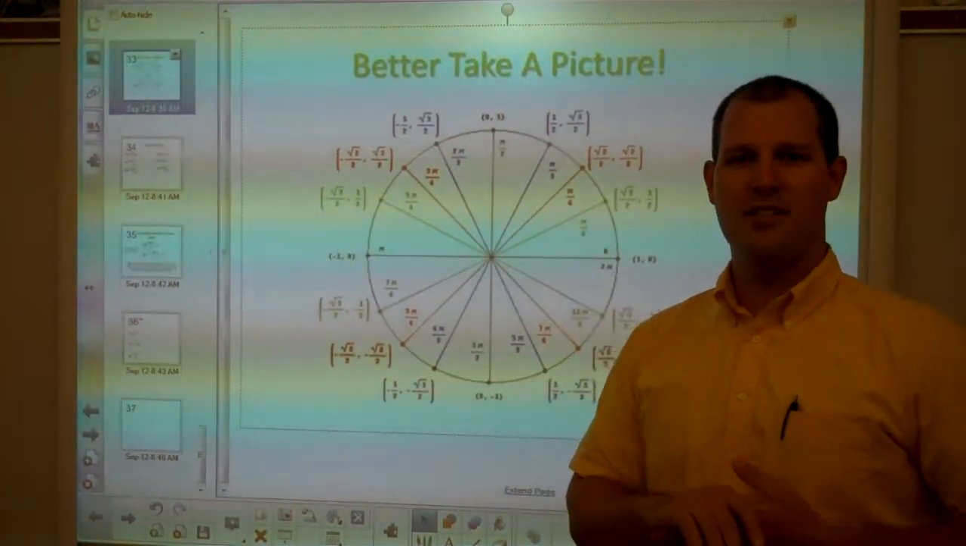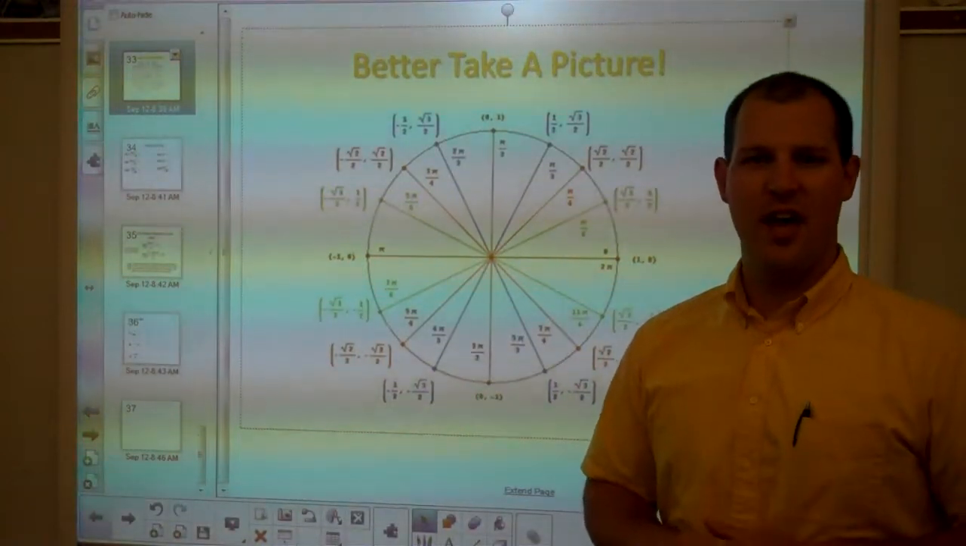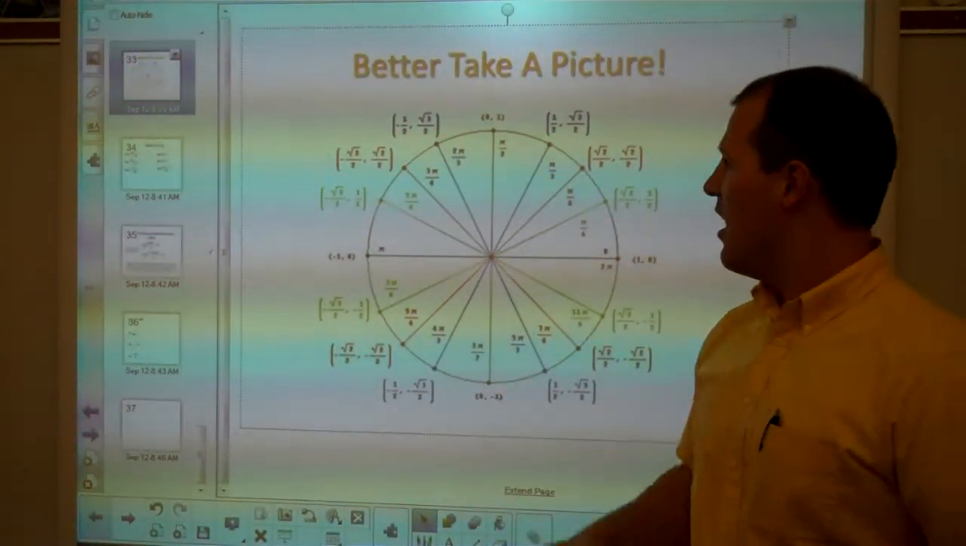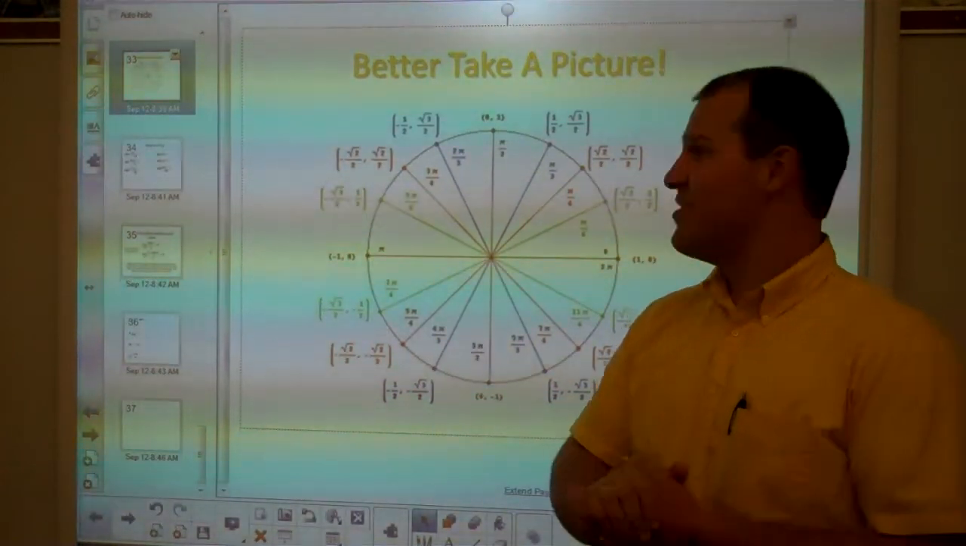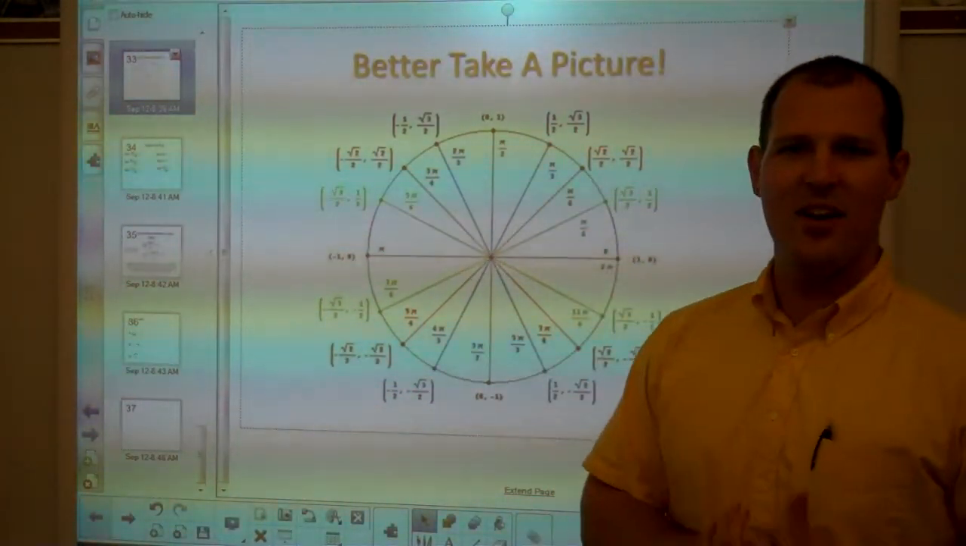Everyone, it's good to be back for lesson 4. Today we're going to be taking a look at limits with trigonometry. And so up here on the board we've got our unit circle, and yes, you better take a picture of it because it'll last longer.